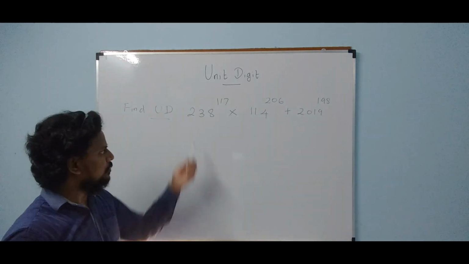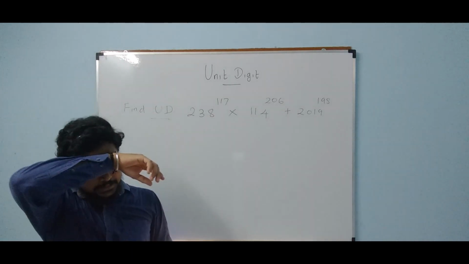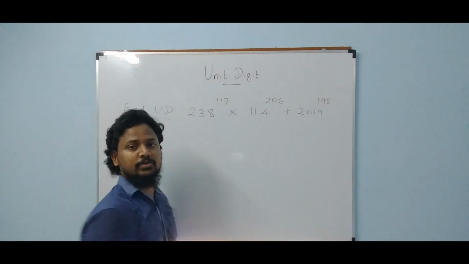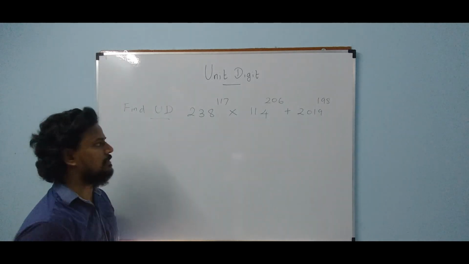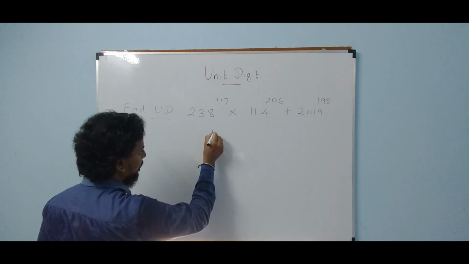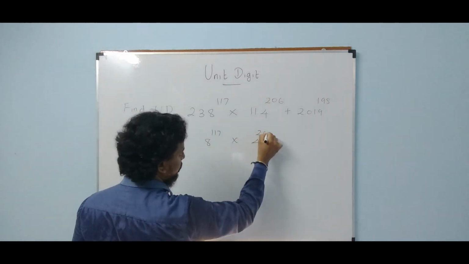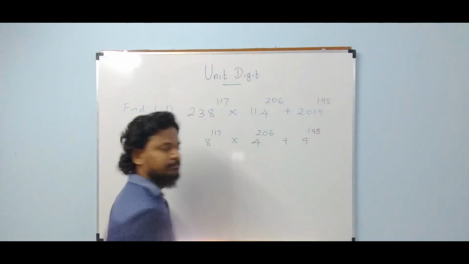Very few times they ask only a single number, like 238 to the power 117. Now they are asking combinations like this. See how quickly we can answer this, within a few seconds. What is the last number? 8. So first step, take 8, write the power 117. What is the unit digit of 4 to the power 206? What is the unit digit of 9 to the power 198?